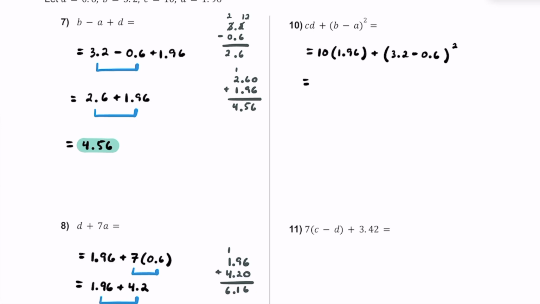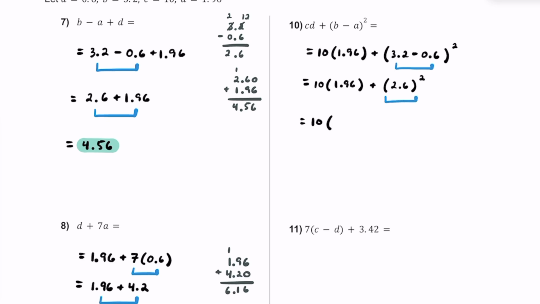Okay, so out of all of these, what are we going to do first? I think we're going to start with the parentheses here, right? 3.2 minus 0.6. Now, we already did that over here, 3.2 minus 0.6. So this is going to also be 2.6 here, right? So let's do 10 multiplied by 1.96 plus, and then we have this 2.6 raised to the second power. All right, we have 3 things to choose from here. Out of these 3 things, I think the power is going to go first here.